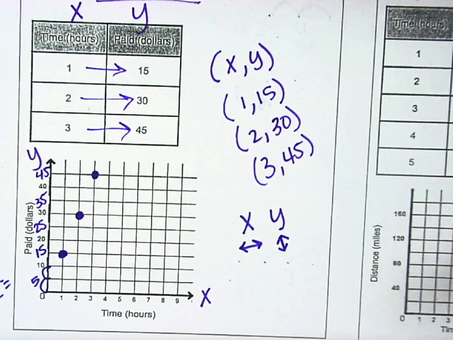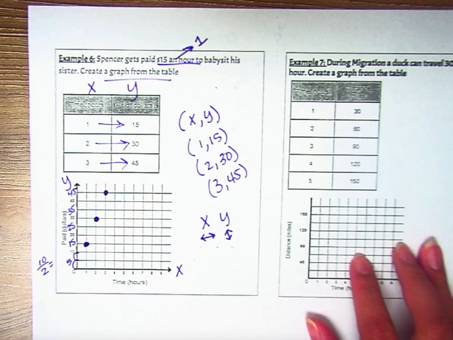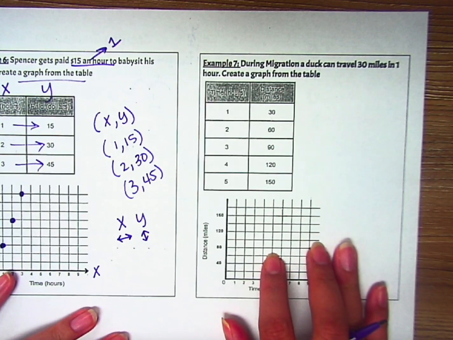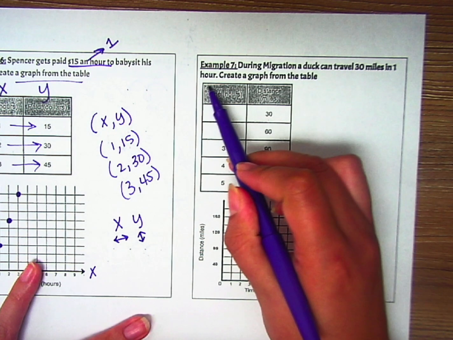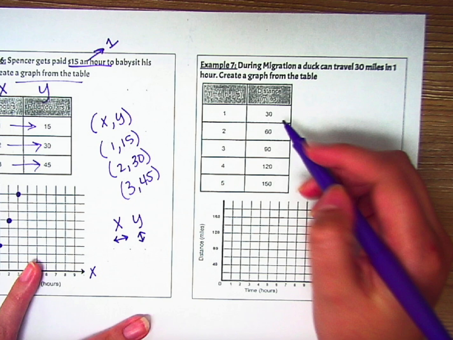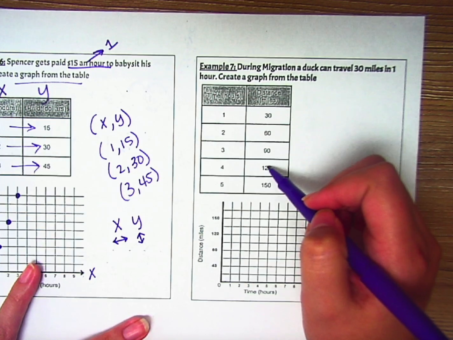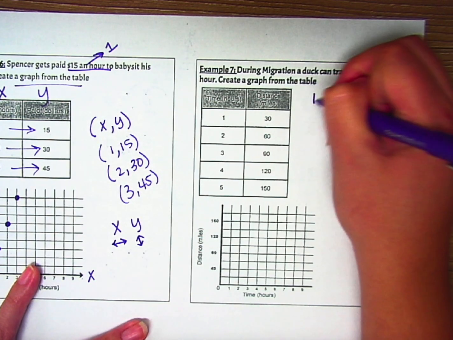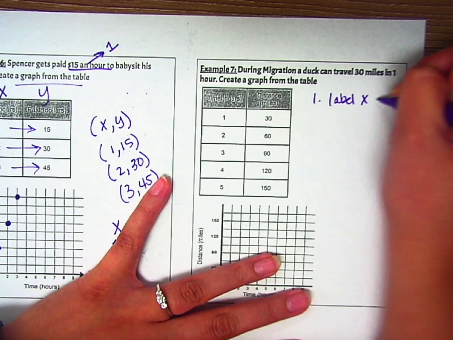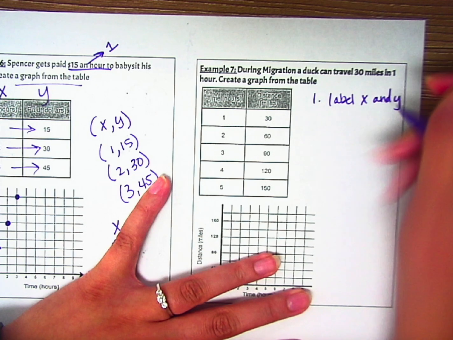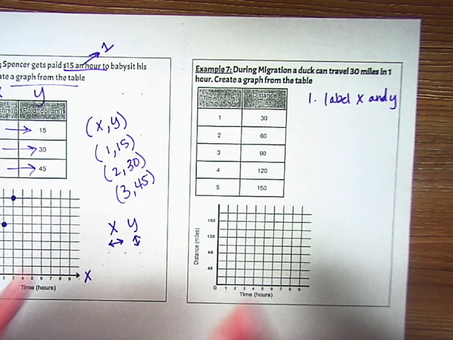Okay, you're going to do example 7 by yourself. It says, during migration, a duck can travel 30 miles in 1 hour. Create a graph from the table. So we've got points here. Remember, the first thing I want you to do is label your X and your Y on the graph. I want you to label here on the graph.